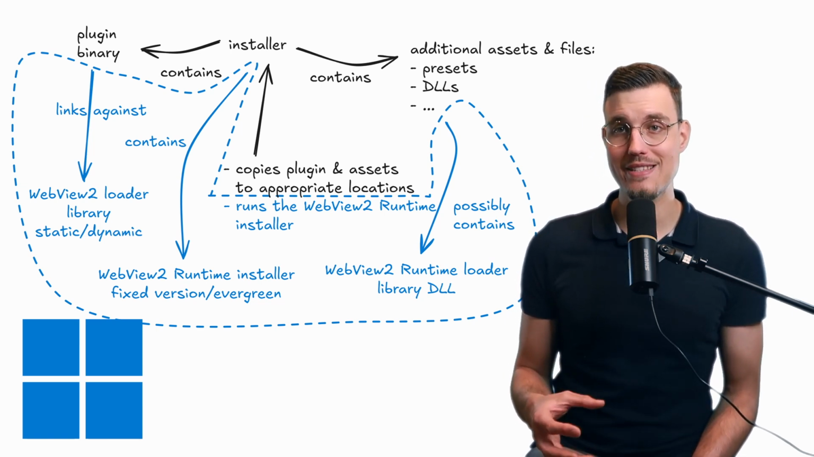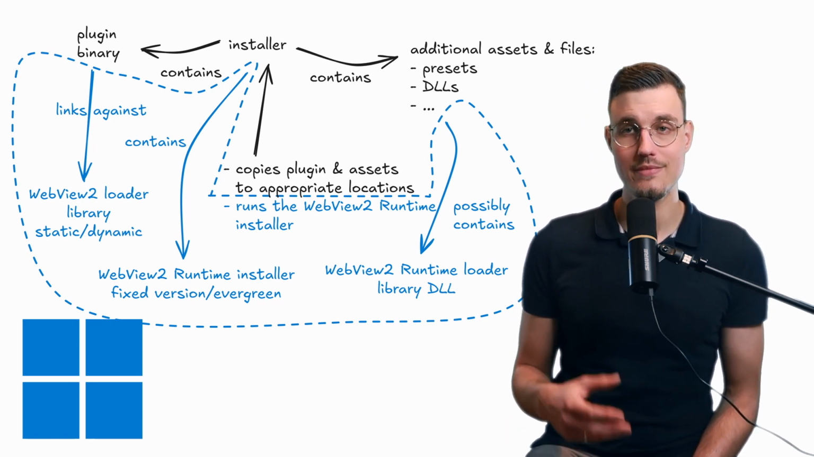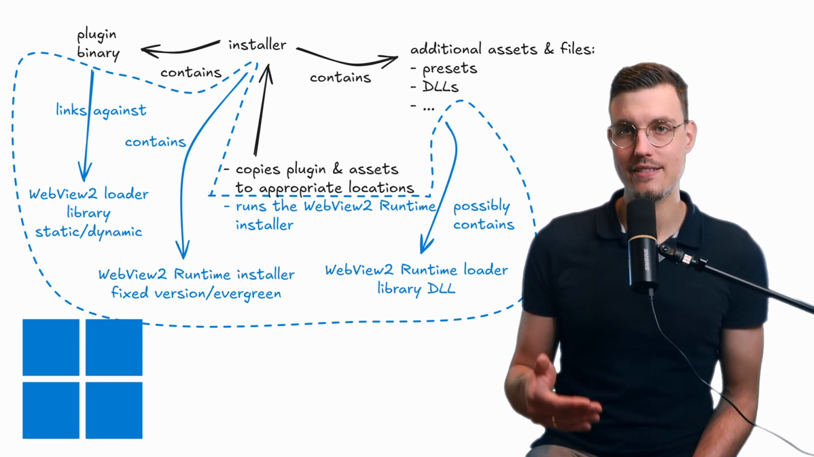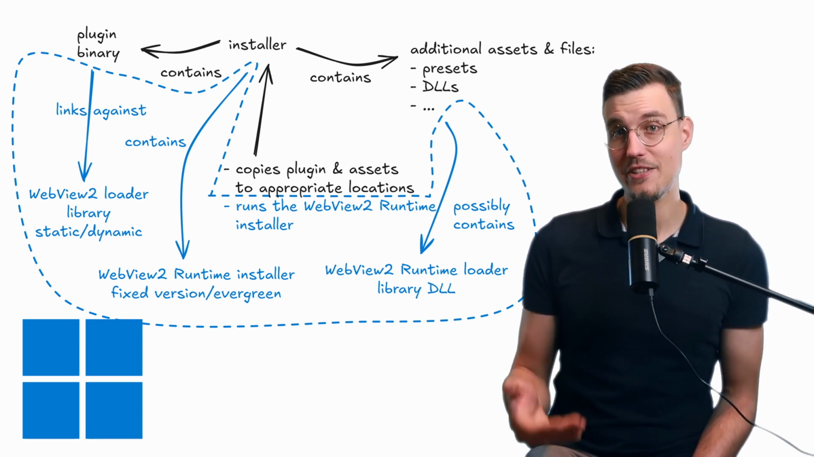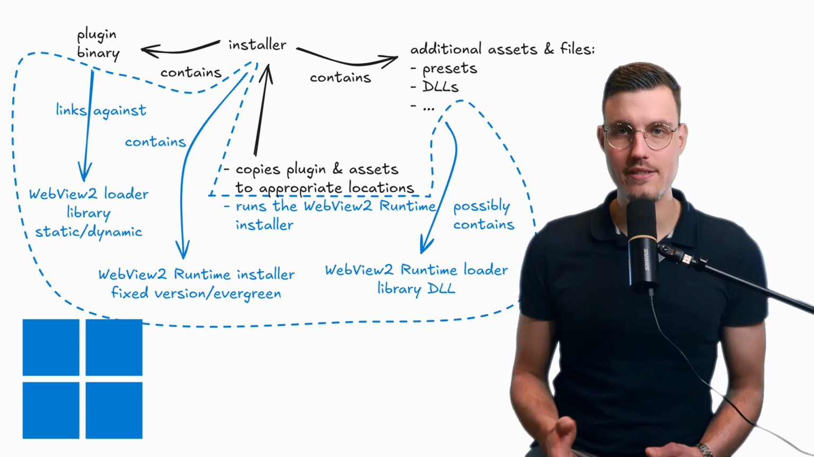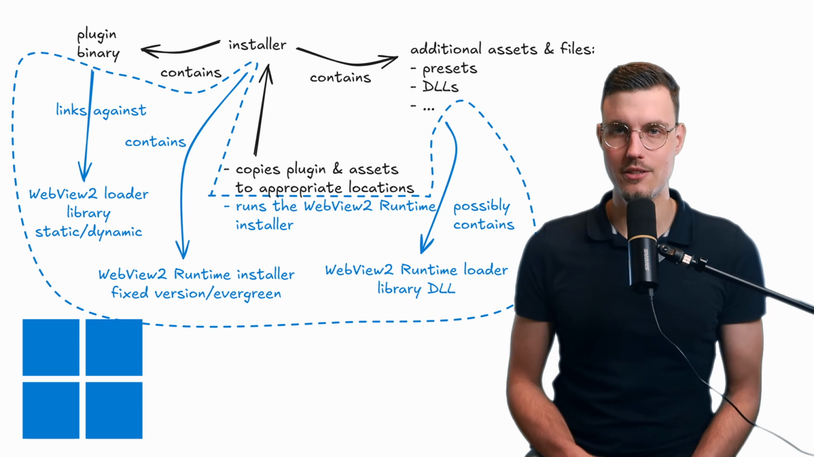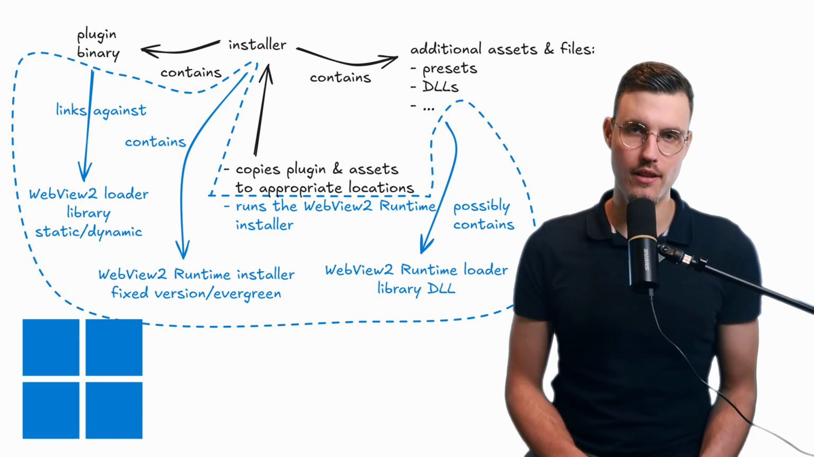Static linking embeds the library into the plugin binary. Dynamic linking requires you to distribute the library as a DLL as an additional asset. In both cases, you need to bundle a WebView2 Runtime installer with your plugin installer and invoke it during installation. Okay, these were the runtime considerations for Windows users of your plugin.